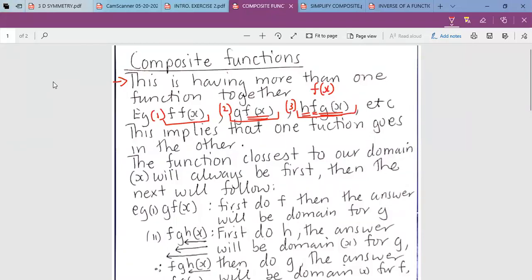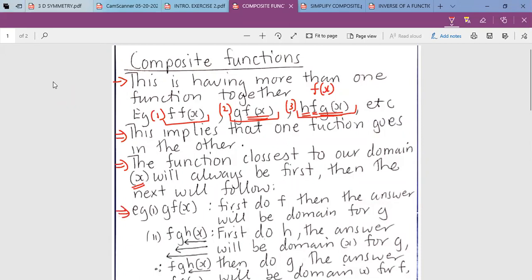So that is a composite function. We are having more than one function together. Right, so this implies that one function goes in the other. The function closest to our domain, and remember we said our domain is x, will always be the first. Then the next function will follow, like here.